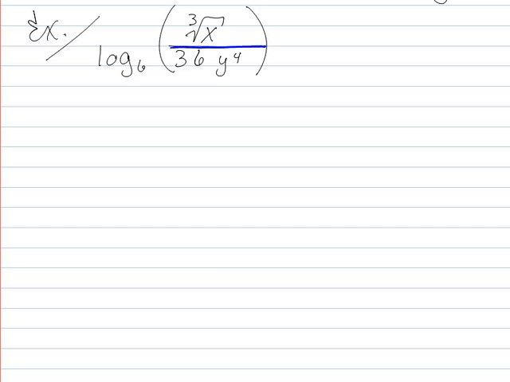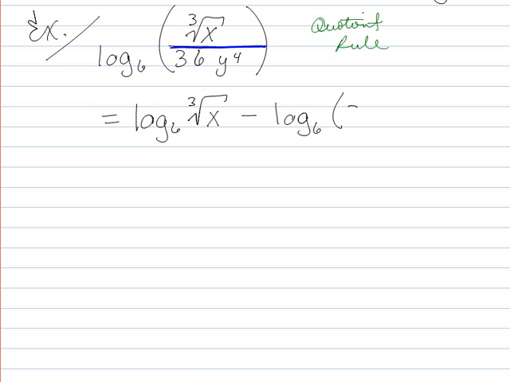So I'm going to first apply the quotient rule because I think the biggest thing that's happening right now is the fact that we're dividing two things. I'm going to split this apart using the quotient rule. So I'm going to get log base 6 of the thingy on the top, and then the thingy on the bottom.